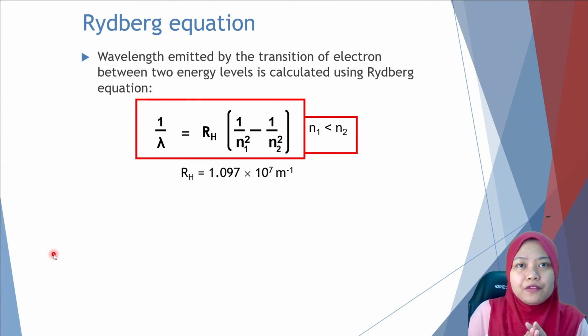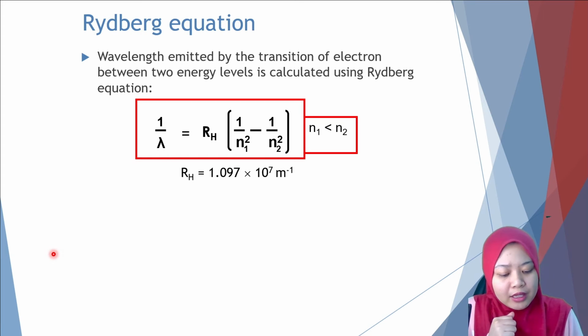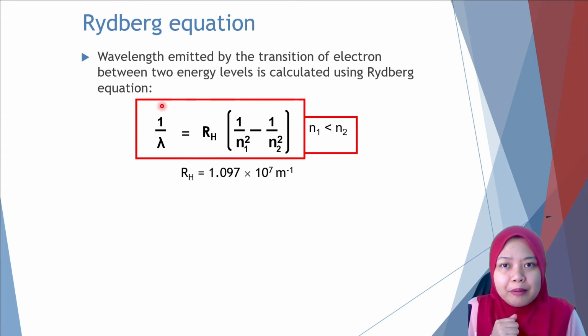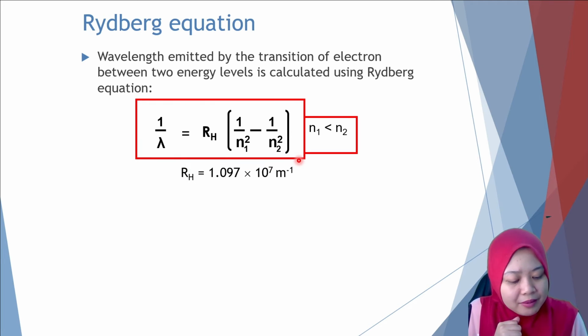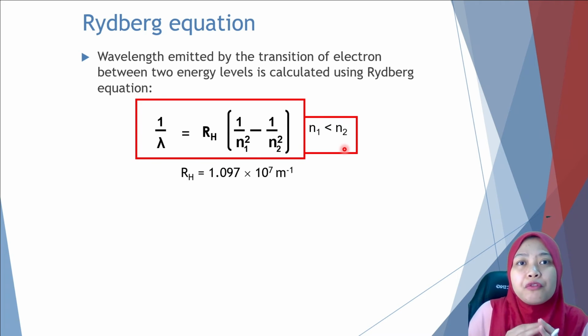The other thing that I have to remind you is when you write the formula of the Rydberg equation, the formula does not stop only at this box. That's why I labelled this box as well. The condition is also a part of the formula. If you didn't write the condition part, n1 is more than n2, you will not get the marks for the Rydberg equation formula. I hope that one is clear.